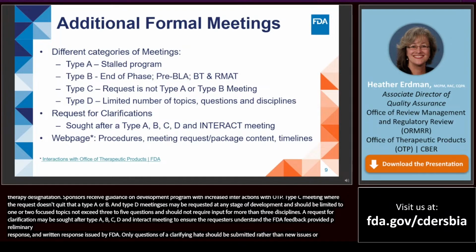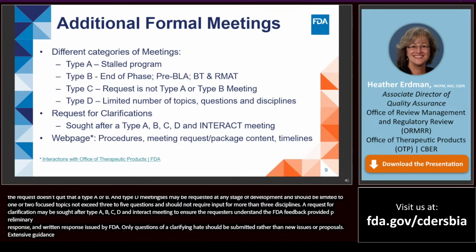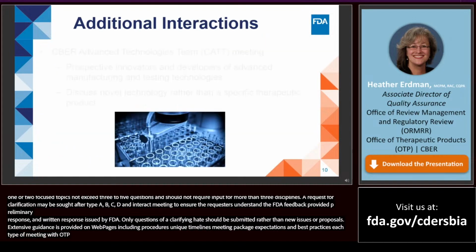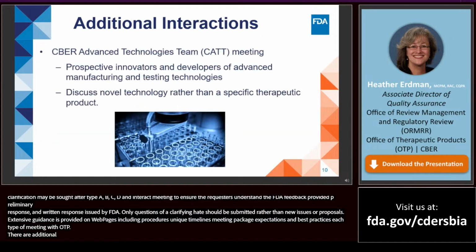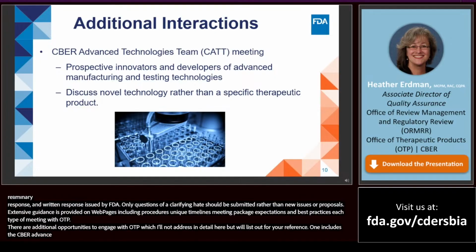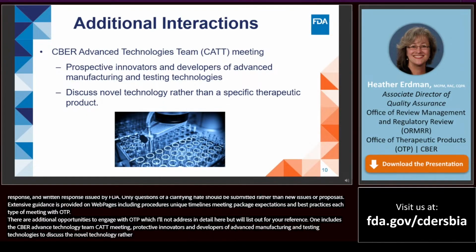Extensive guidance is provided on the web pages, including procedures, unique timelines, meeting package expectations, and best practices for managing each type of meeting with OTP. There are additional opportunities to engage with OTP, which I will not address in detail here, but will list out for your reference. One includes the CBER Advanced Technologies Team, or CAT meeting, which may be granted to prospective innovators and developers of advanced manufacturing and testing technologies to discuss the novel technology rather than a specific therapeutic product.